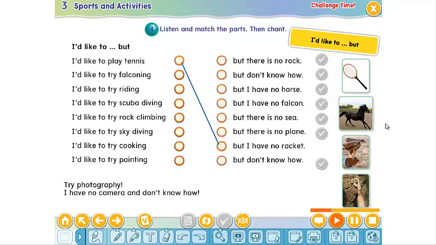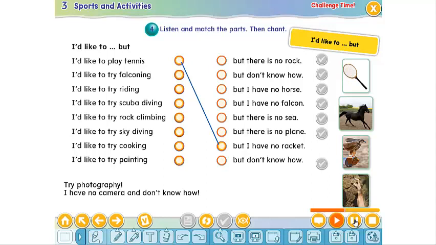I'd like to try cooking, but don't know how. I'd like to try painting, but don't know how. Try. Okay, now listen, then match. هنسمع وبعدين نوصل. Photography. I have no camera and don't know how. Make 2 groups.